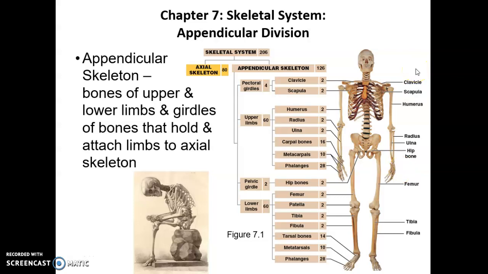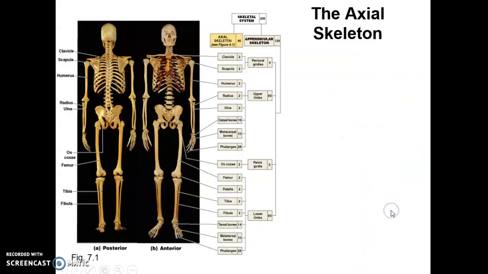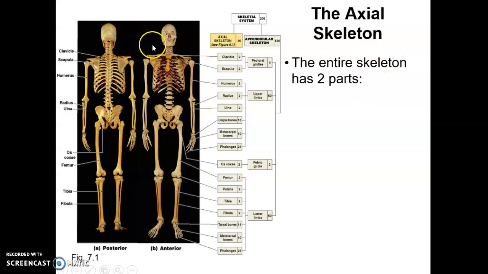Chapter 7, Skeletal System, Appendicular Skeleton or Appendicular Division. These are the bones of the upper and lower limbs and the girdles through which these bones are attached to the axial skeleton. So remember, the axial skeleton is the central portion of the skeleton: skull, vertebral column, thoracic cage or rib cage.